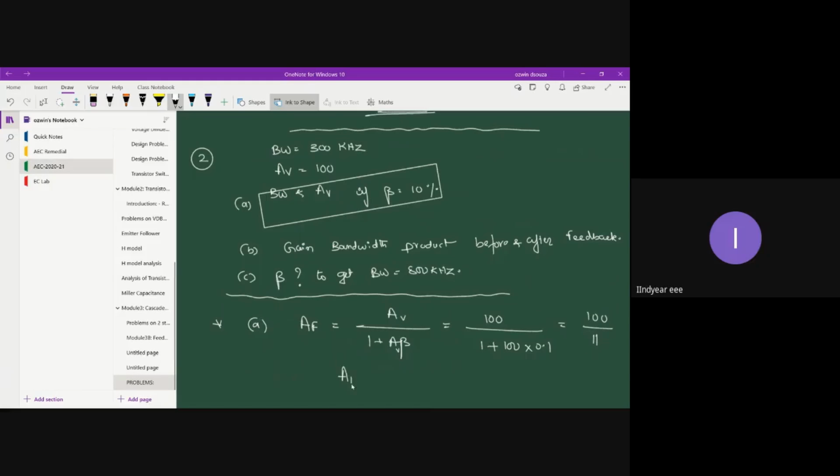So with feedback, the gain has reduced from 100 to 9.09. Okay, so that's the first part.